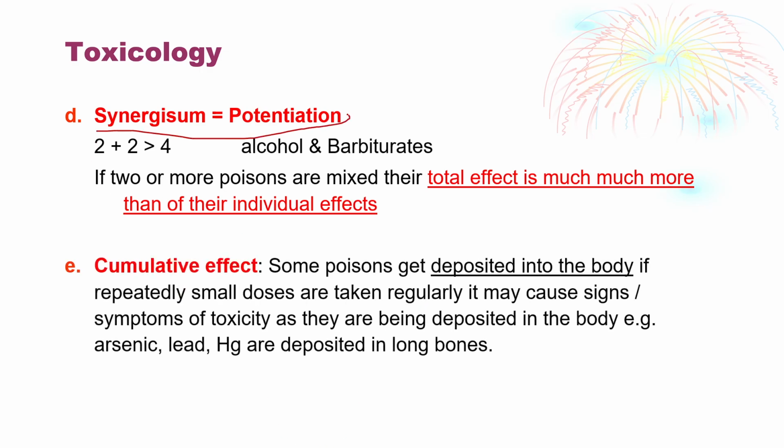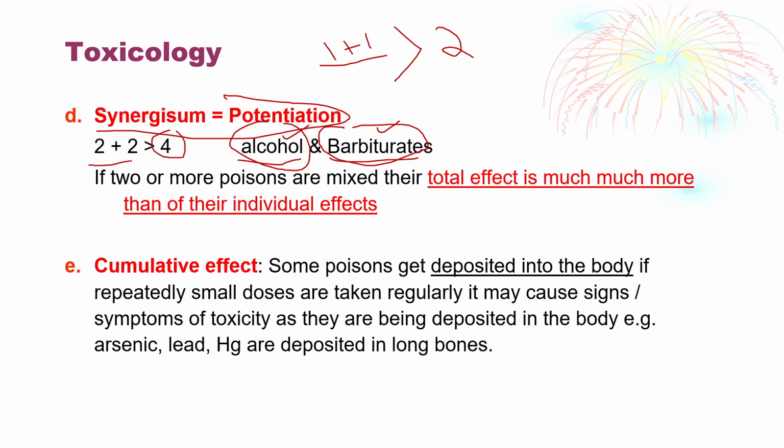Synergism is a rule or potentiation in which we are describing two different types of drugs that, when they combine together, have a very high cumulative effect. For example, when alcohol is taken alone or barbiturates are taken alone, they will have specific effects. But when they combine together, their potential effect will be very, very high. So what does the statement say? 2 plus 2 is not equal to 4, but 2 plus 2 is greater than 4. This is synergism. When they combine together, their total effect is much higher.